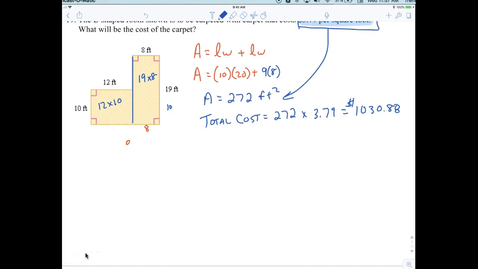So do 12 times 10, which is 120. And what's 19 times 8? You add those together, guess what? Same thing. Okay? Any questions with that? All right, here we go.